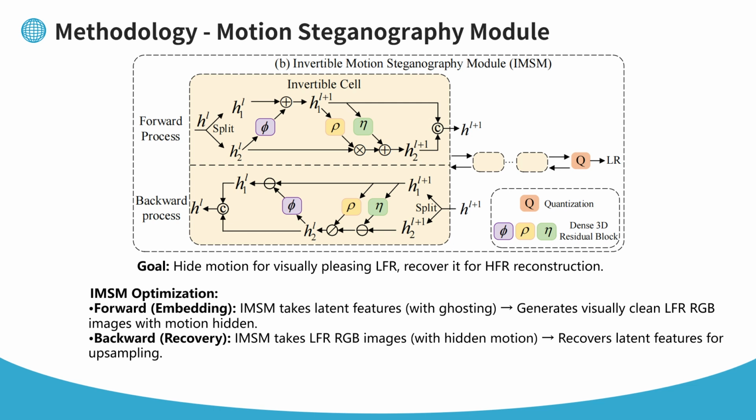The forward process of IMSM takes these motion-ghosted latent features and transforms them into standard, visually pleasing low frame rate RGB images, but with the crucial motion information now imperceptibly embedded. Then, for upsampling, the backward process of IMSM can take these RGB images and perfectly reverse the transformation, recovering the latent features needed by the upsampler.